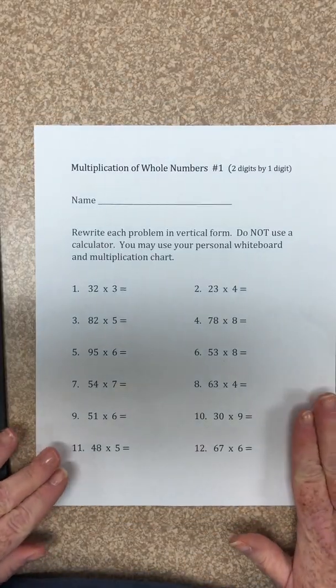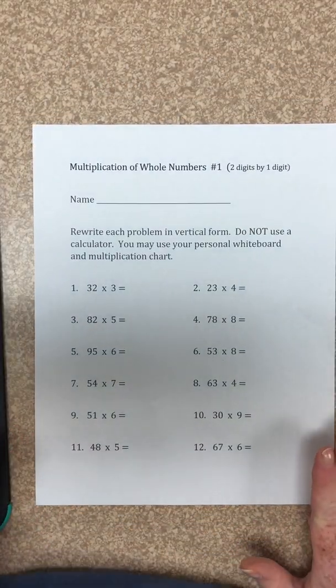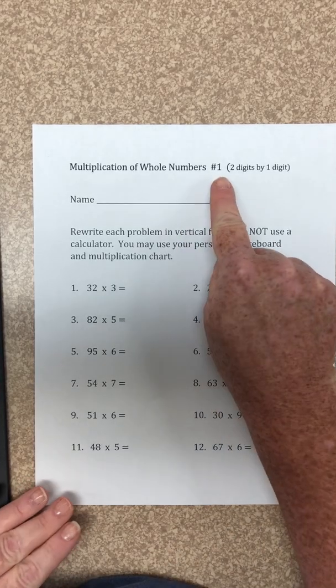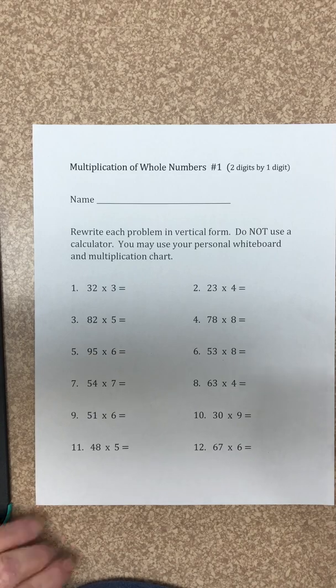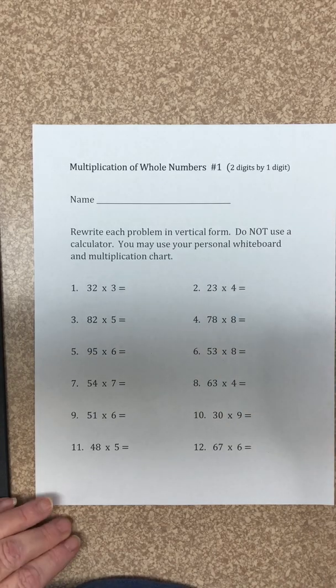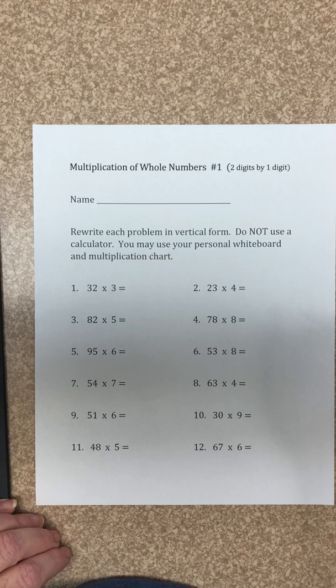Now let's look at the worksheet that I would like for you to practice. This is multiplication of whole numbers, number 1, 2 digits by 1. Please rewrite each problem in vertical form. Do not use a calculator. You may use your personal whiteboard and multiplication chart. Here are the 12 problems I would like for you to do.